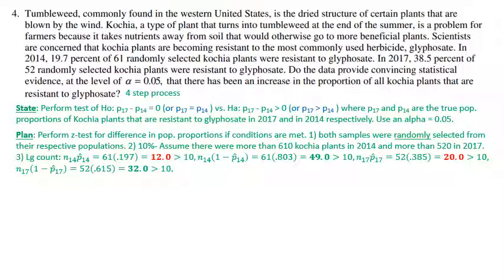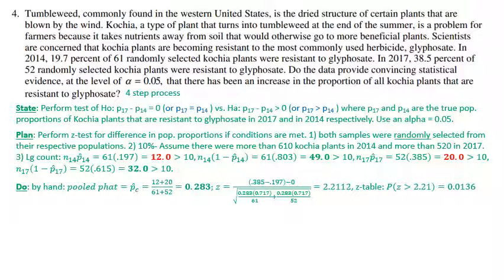All right, part 3 is the more tedious one. You have to check all 4 large count conditions, the number of expected successes and failures in each of the samples. So N sub 14 times P hat sub 14, N sub 14 times 1 minus P hat sub 14, N sub 17 times P hat sub 17, and N sub 17 times 1 minus P hat sub 17. So all 4 of those you need to check and verify that all of them are bigger than 10.